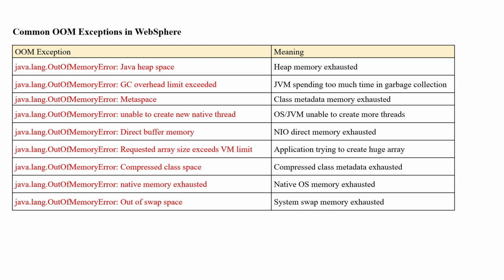Now here you can see there are different out of memory exceptions, and there are different reasons for them. The very first thing: if the out of memory problem is occurring in your main JVM heap.